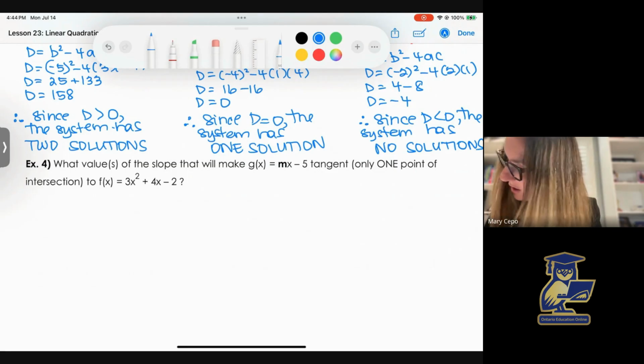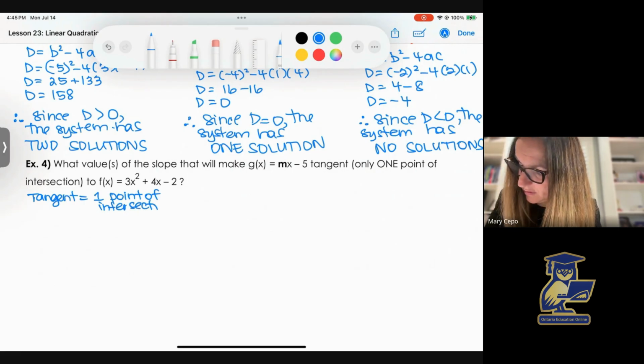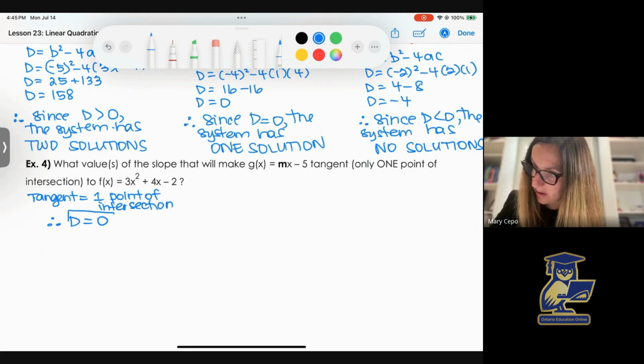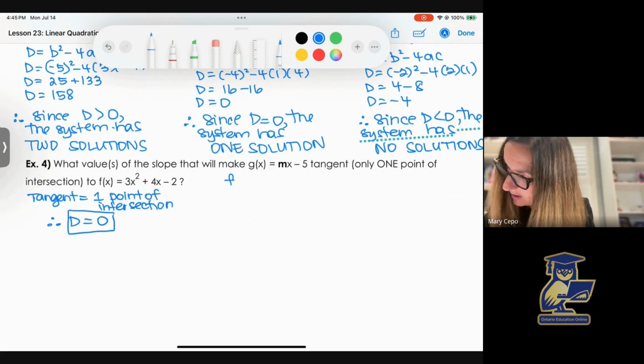Okay, so I'm going to make a little note. Tangent line equals 1 point of intersection. Therefore, D has to equal 0. Okay, and that's going to help us because that'll help us solve. So we're going to let the two functions equal each other in order for us to determine that discriminant. So we're going to say f of x has to equal g of x. Just like we did above, but this time we have an unknown we have to solve for.